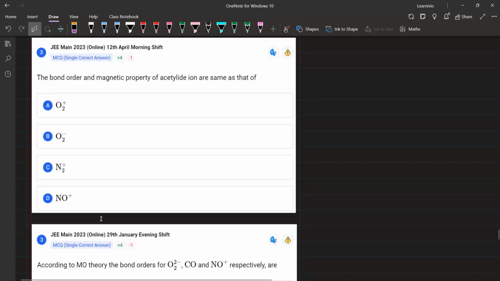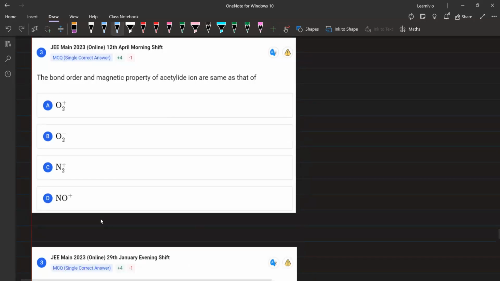अब यहाँ पे आपको लग रहा है सर ये फिर क्या आ गया यहाँ पे? What is this acetylide ion? Acetylide ion is C2 2 negative. ठीक है, तो C2 2 negative.